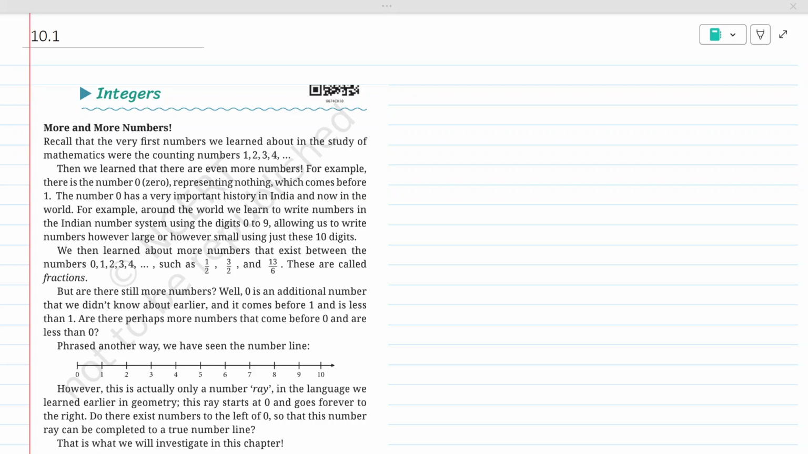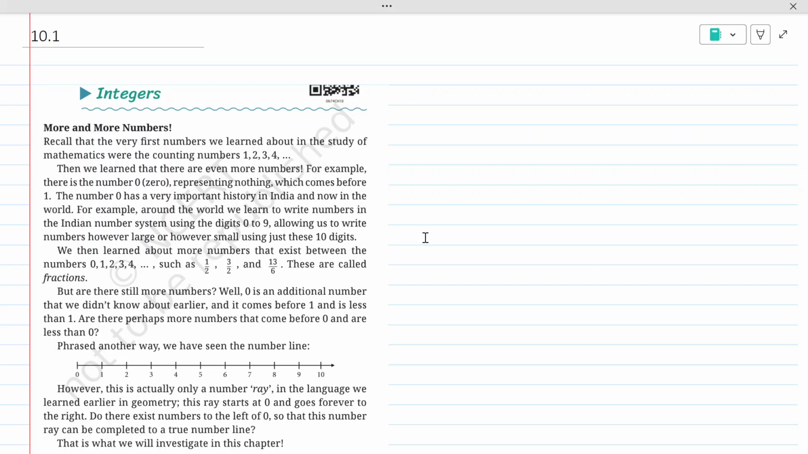Hello kids, today we are going to start with the new chapter, the other side of 0. So before we move into the chapter and learn about integers, which are actually the numbers on the other side of 0, we are going to revise what we already know. So there are certain types of numbers about which we already know.